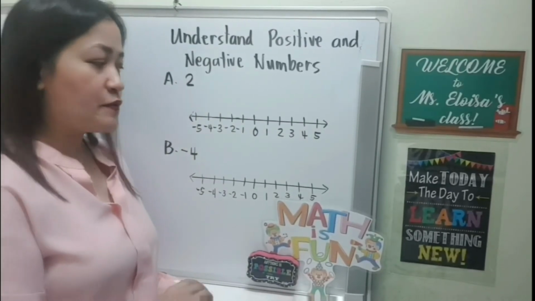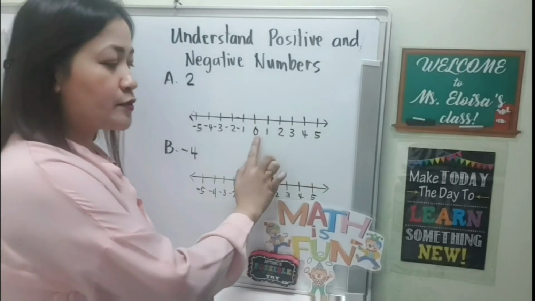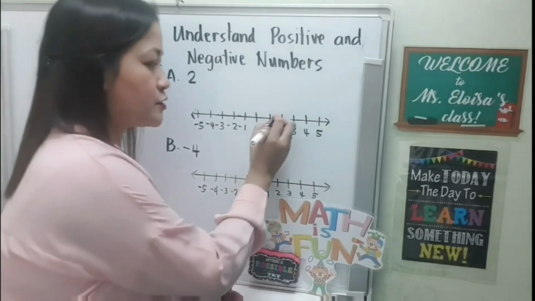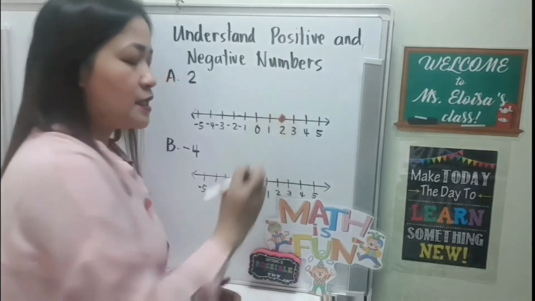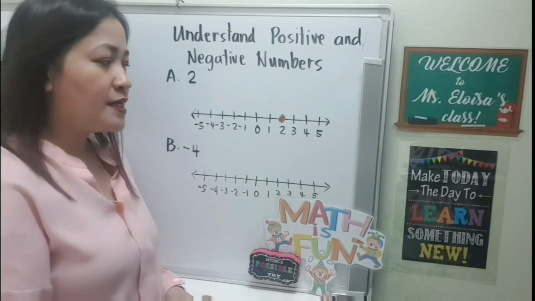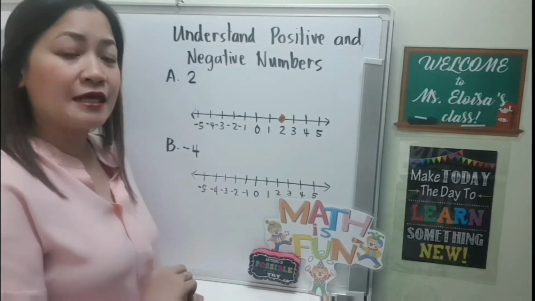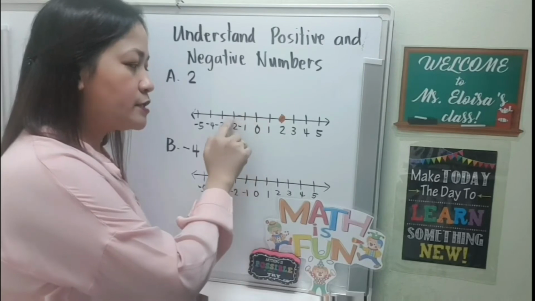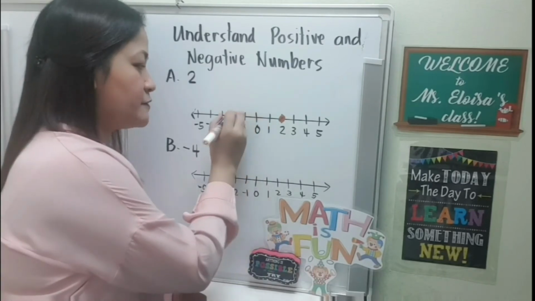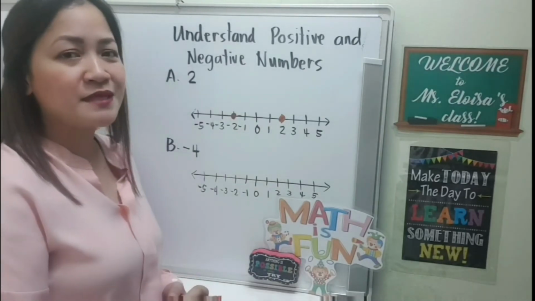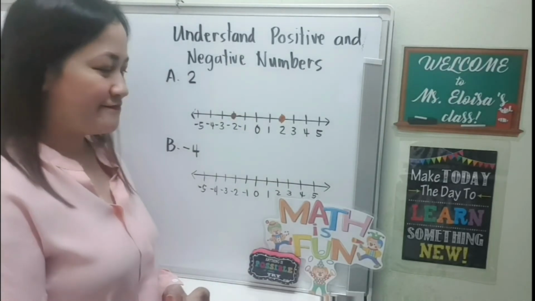So the integer 2 is to the right of 0. So 2 places to the right from 0, that is the integer 2. That means the opposite of the integer 2 is 2 places to the left of 0. So from 0, 1, 2. That is negative 2. As you can see, the opposites have the same distance from 0.